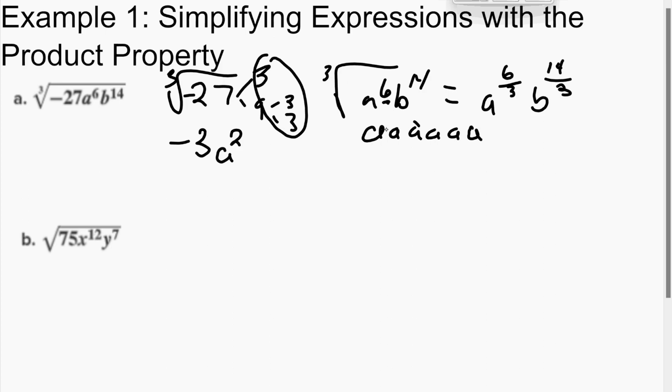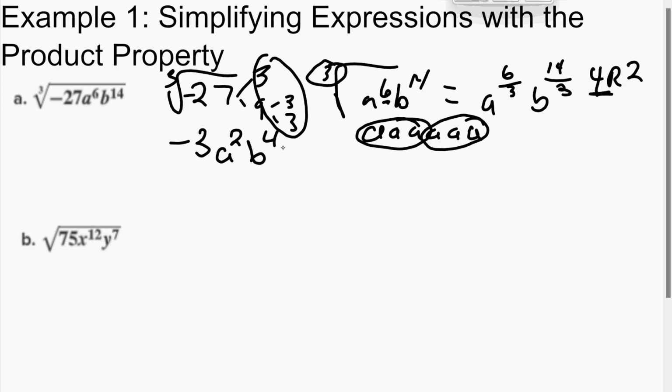And I have groups of 3, 1 group of 3, 2 groups of 3. So a squared is on the outside, right? Groups of 3 I'm looking for. Okay, b to the 14th, how many times does 3 go into 14 evenly? That'd be 4 with a remainder of 2, right? So it goes in 4 times, so that means b to the 4th is going to be on the outside.